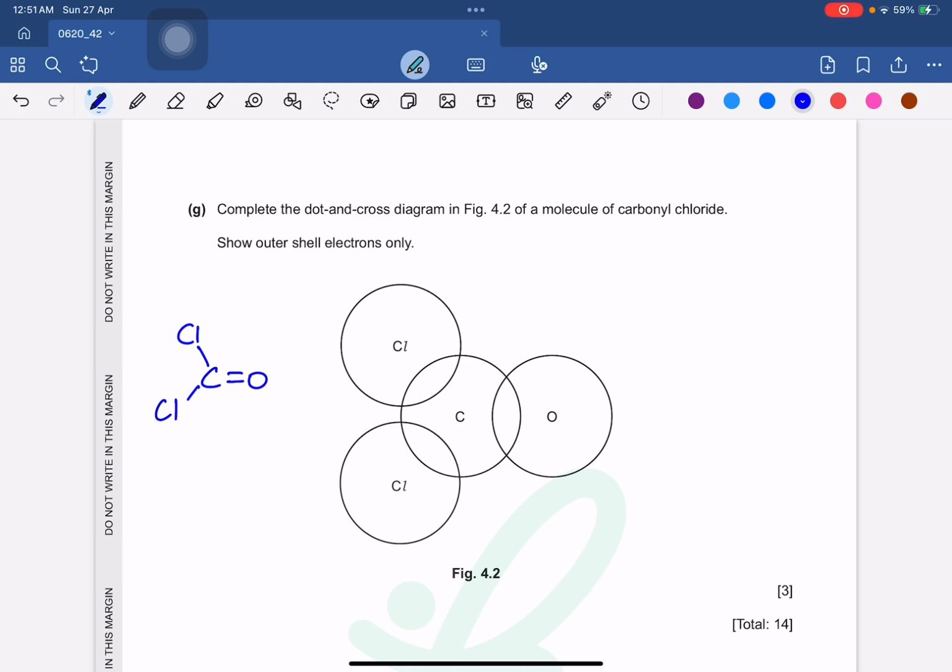So in that case, there will be a double bond between carbon and oxygen. There will be a single bond between chlorine and carbon. Now, chlorine will be left with 6 outer shell electrons, both the chlorines, and oxygen has shared 2 electrons. So 4 electrons of oxygen will be remaining in the outer shell. So this is the structure for carbonyl chloride.